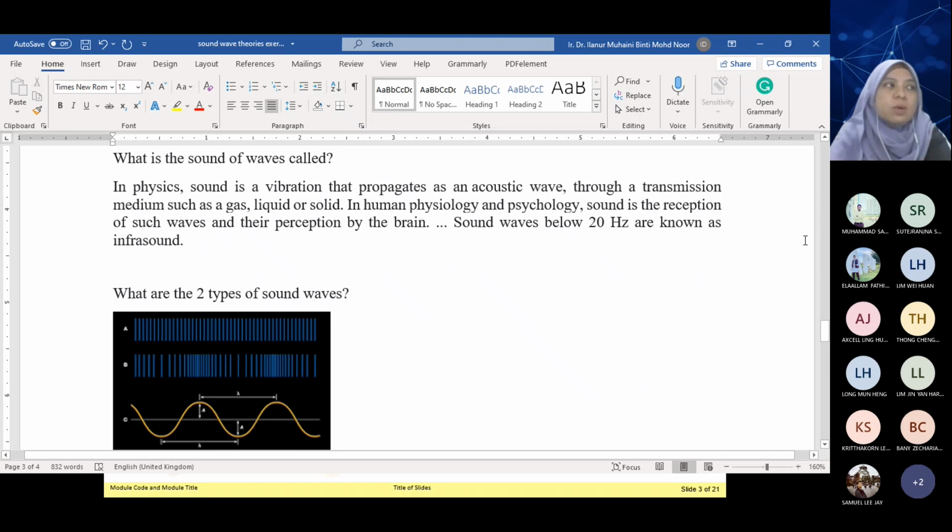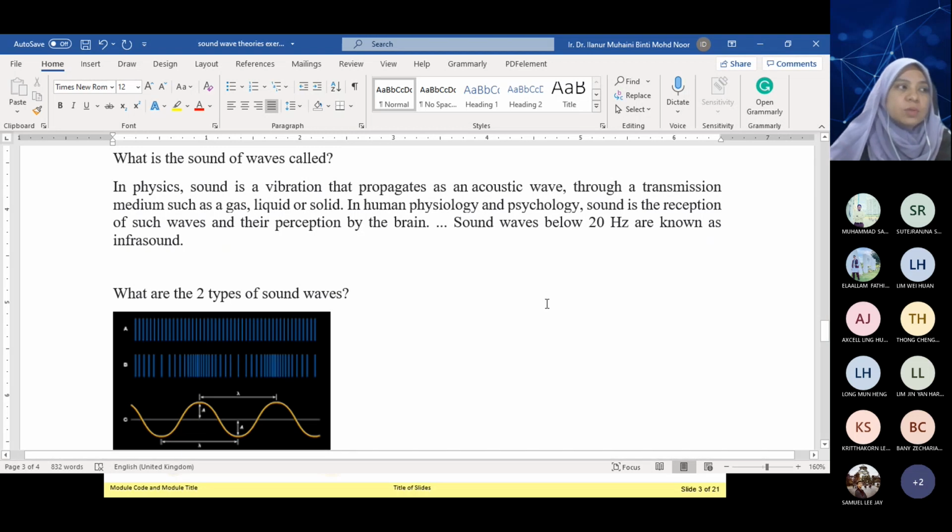So what is a sound wave called? In physics, sound is a vibration that propagates as an acoustic wave through a transmission medium such as a gas, liquid, or solid. In human physiology, sound is the reception of such waves and their perception by the brain. Sound waves below 20 Hz are known as infrasound.